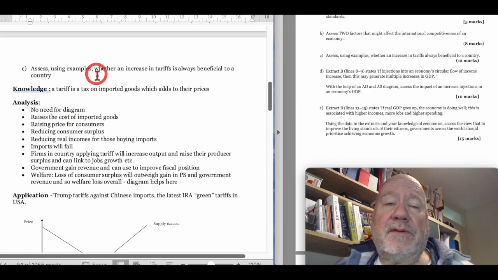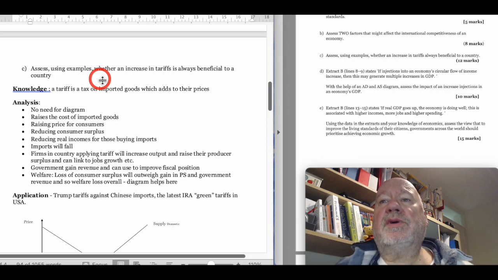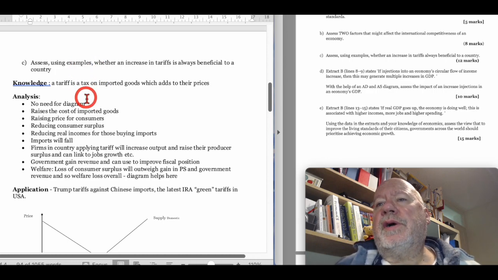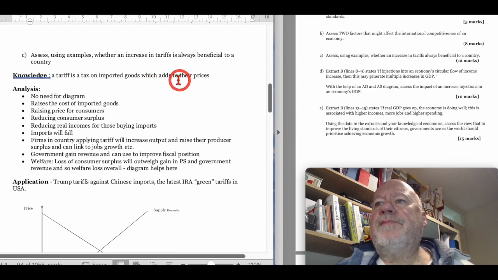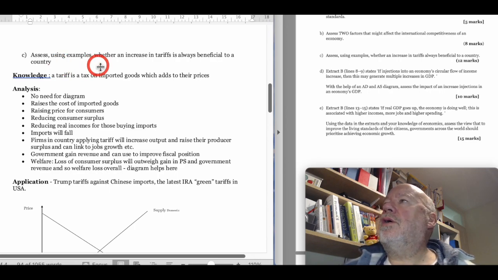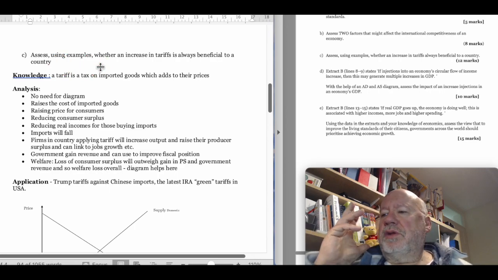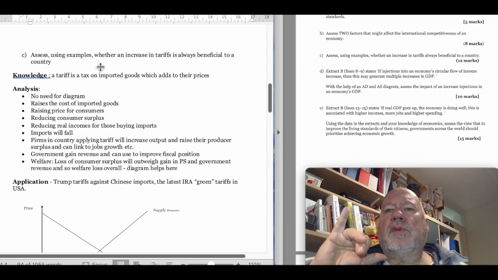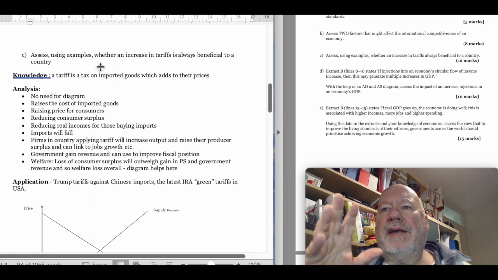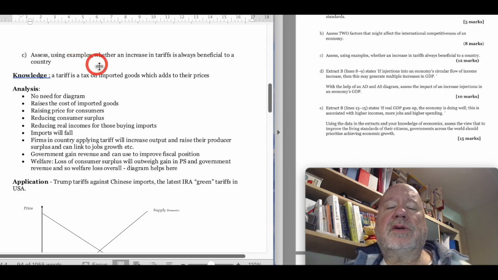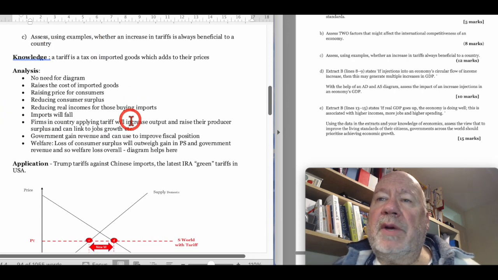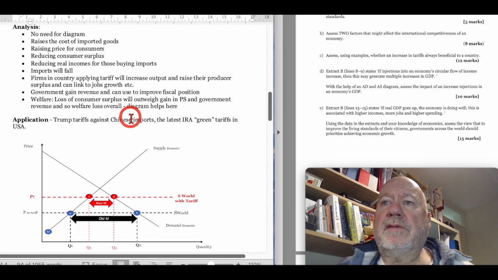There's no need for a diagram because it doesn't say using, well, it says using examples, but it's obviously easier if you do it. And because it says country, you could have split it into the consumer and the firm, any of those. And because it's assessed, then you could do the government as the evaluation. But basically, these are the things that we're looking for.